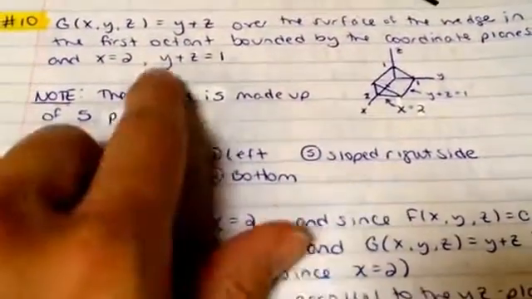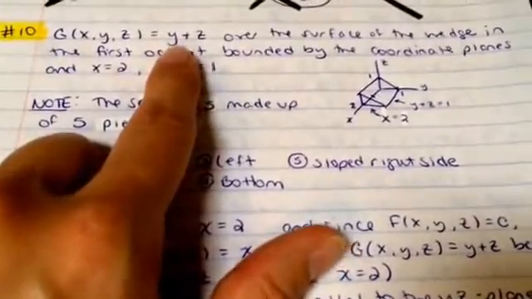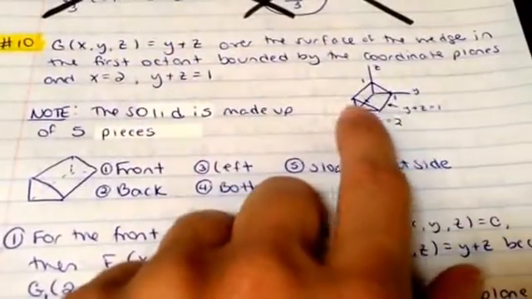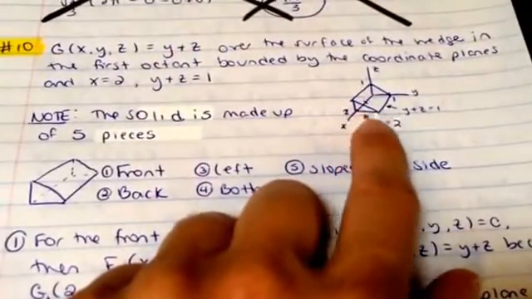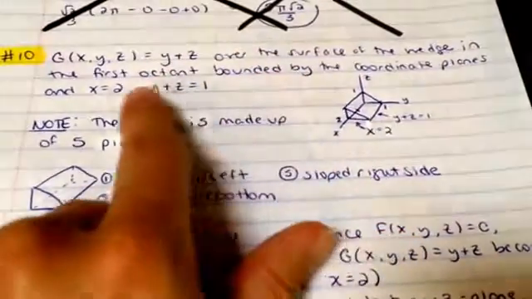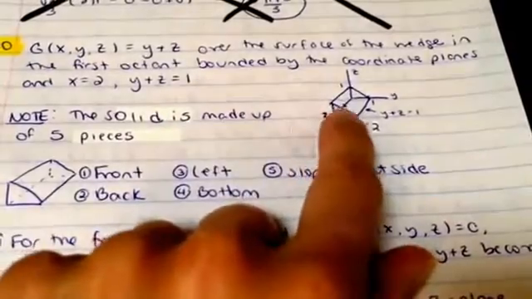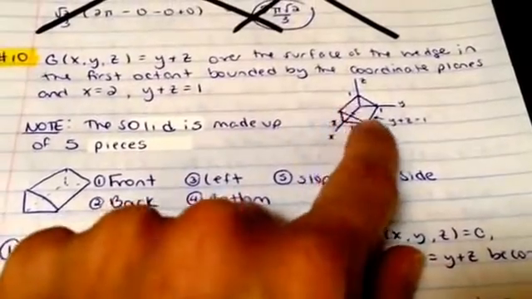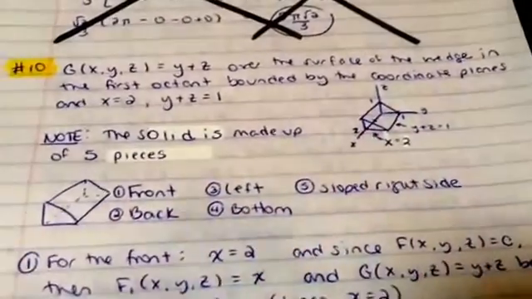So here you have your function is y plus c, and your surface is this ramp-like, wedge-looking thing. You're in the first octant. You're bounded by the coordinate planes and the plane x equals 2, which is here in the front, and y plus z equals 1, which is this sloped plane. So notice it's made up of 5 pieces.